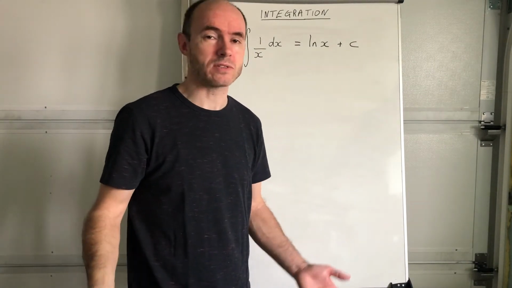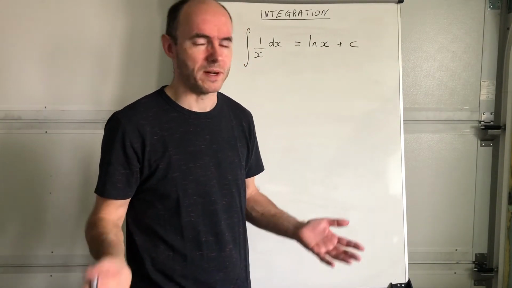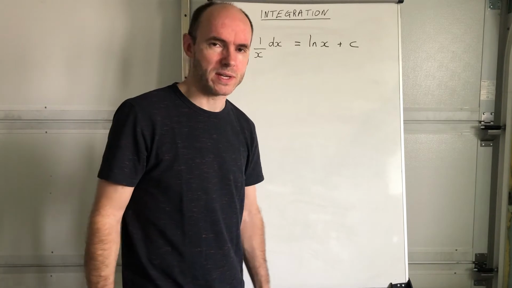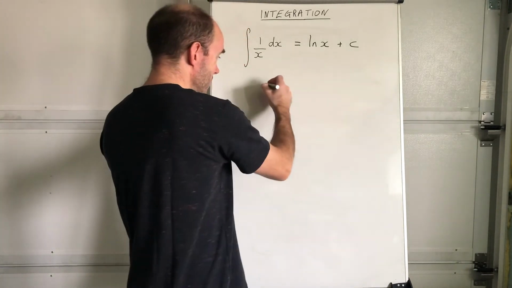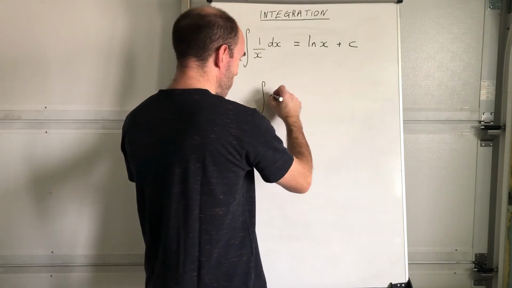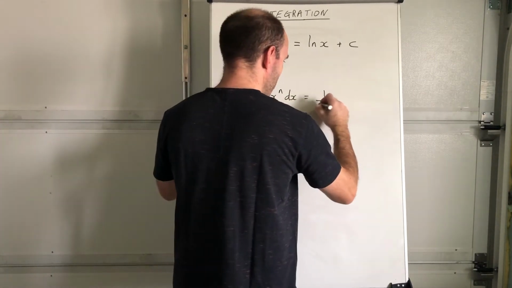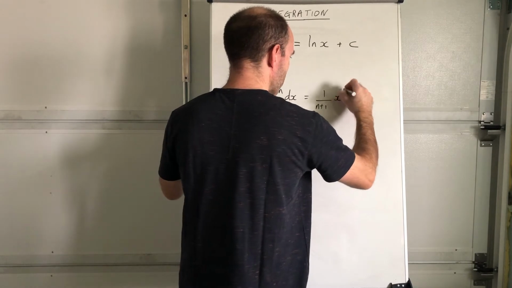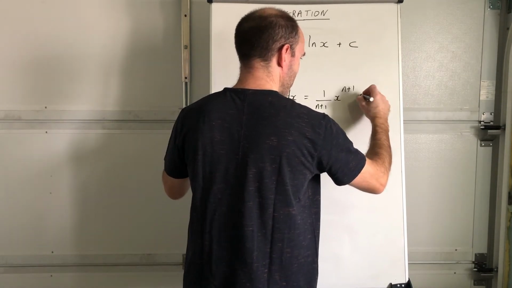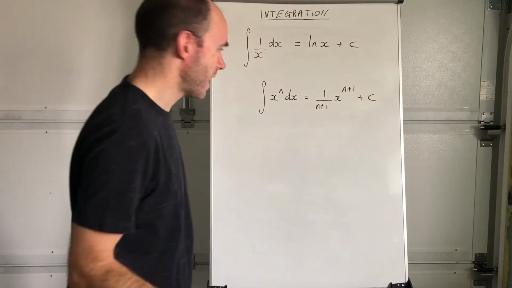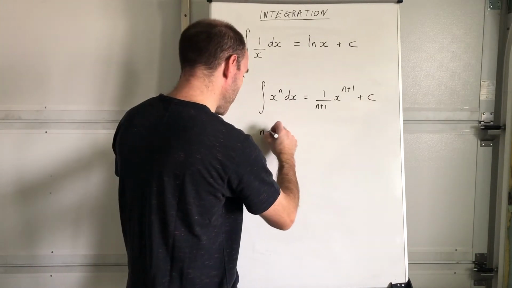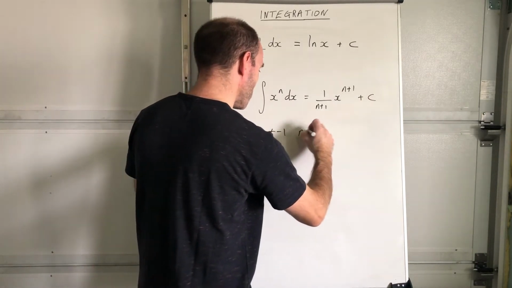Now, in my first integration video, I don't know if you watched it or not, I did state the general rule of integration, which was this. I said that when you integrate x to the power of n dx, you get 1 over n plus 1, x to the power of n plus 1, and then plus c, okay? And I did specify afterwards that that works for any real number n except for -1, okay?